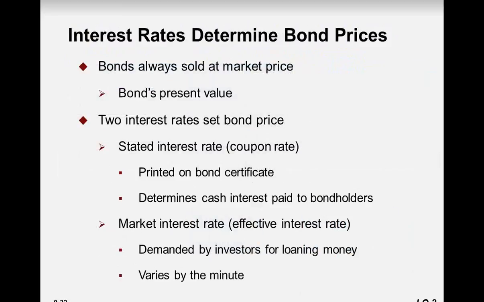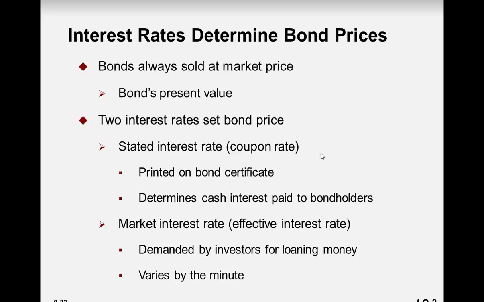So interest rates determine bond prices. Bonds are always sold at market price. You figure the bond's present value. To do that, we use the present value in Chapter 8 to compute how much we would pay if we were investing in a bond. That same amount would be what was recorded if the company was selling it, that present value.